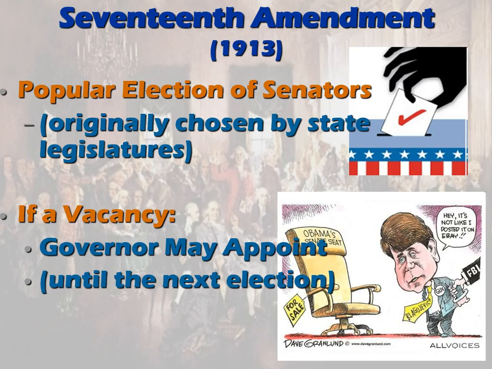Probably one of the more famous situations in which this happened was a few years ago when then Senator Barack Obama had to resign his seat in the Senate because he was going to become President Barack Obama. And so there was a vacancy left in his place. It was up to the governor of Illinois then to appoint his replacement.